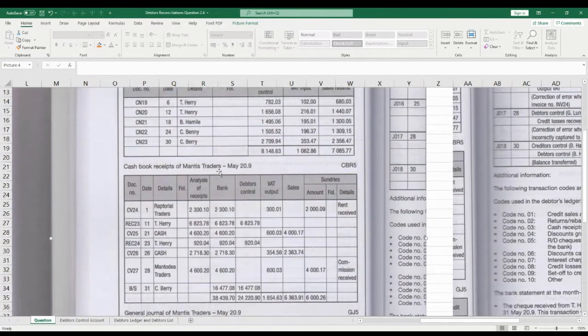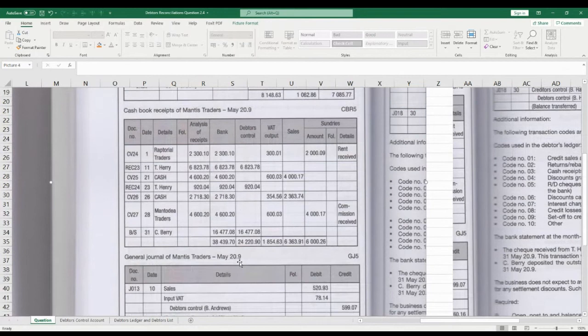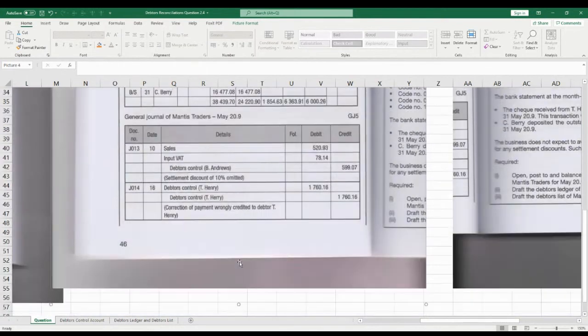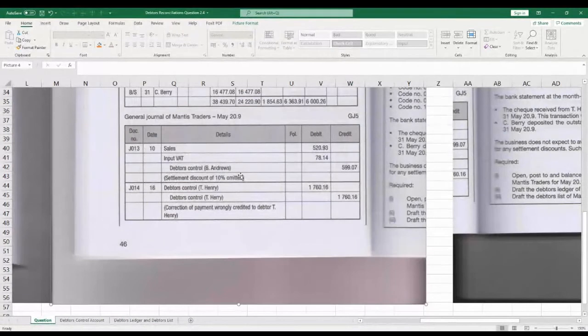And we will do exactly the same for the cash book receipts. Now for the general journal, this is where it gets a bit more interesting. You need to focus here on who the journal is for. So in this case, they would tell you debtors control. So that would affect your debtors control T account. And then in brackets, they will indicate which debtor this journal entry relates to. And then you will only capture that entry in that specific debtor's account in the debtors ledger.